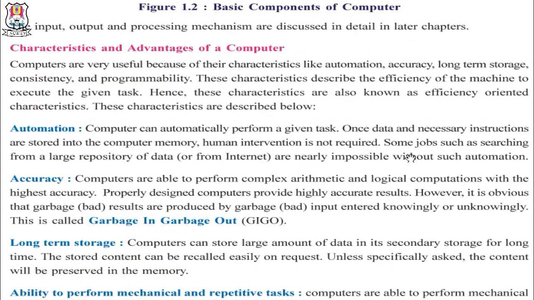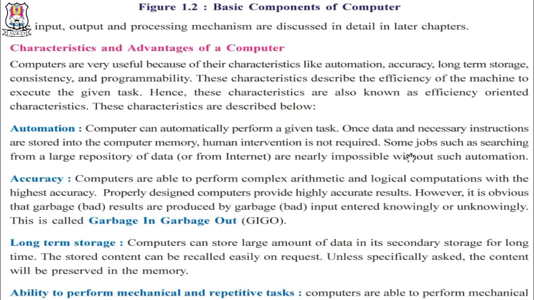Characteristics and advantages of a computer. Computers are very useful because of their characteristics like automation, accuracy, long-term storage, consistency and programmability. These characteristics describe the efficiency of the machine to execute a given task. Hence, these characteristics are also known as efficiency oriented characteristics. These characteristics are described below.